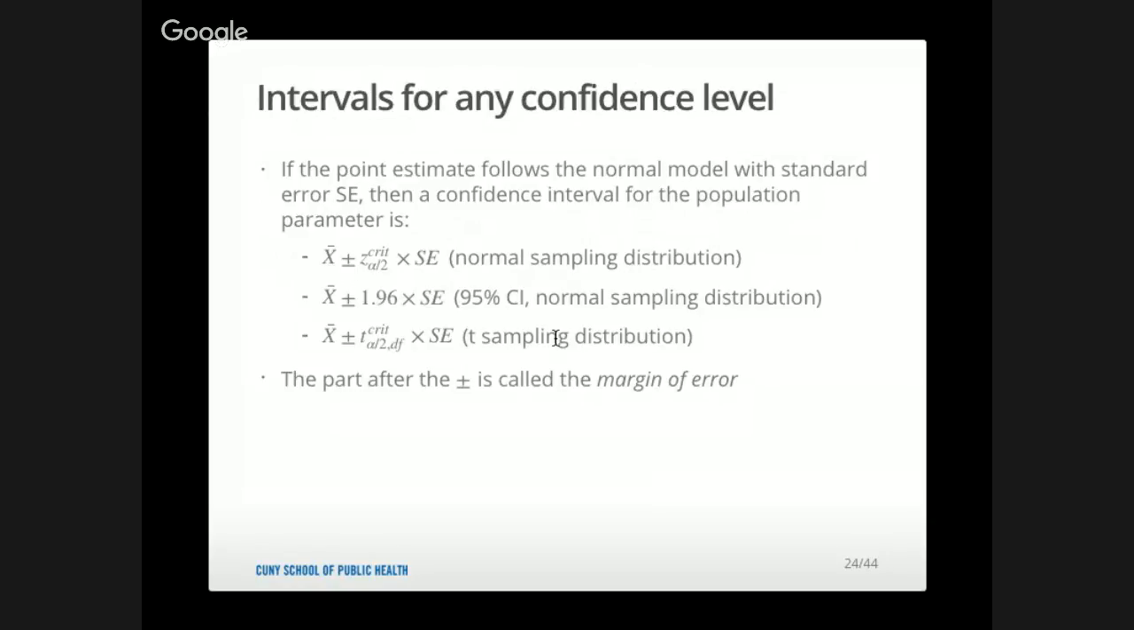The two cases where you're likely to calculate confidence intervals is where you have a normal sampling distribution or a t-sampling distribution. The approach is similar in either case. Your confidence interval is going to be centered on your sample mean, and then it will be plus or minus the critical value on your normal or your t-distribution times your standard error.